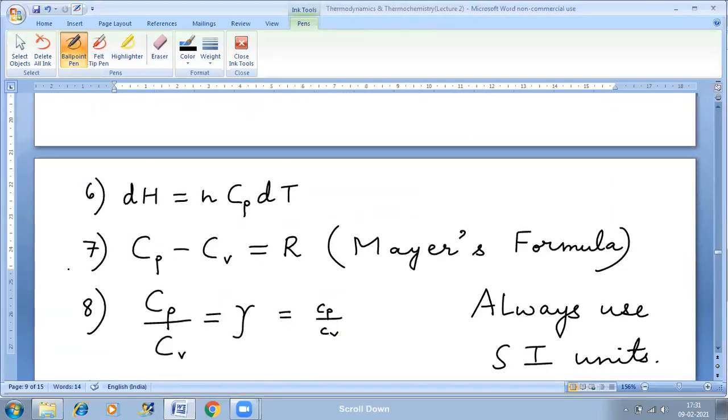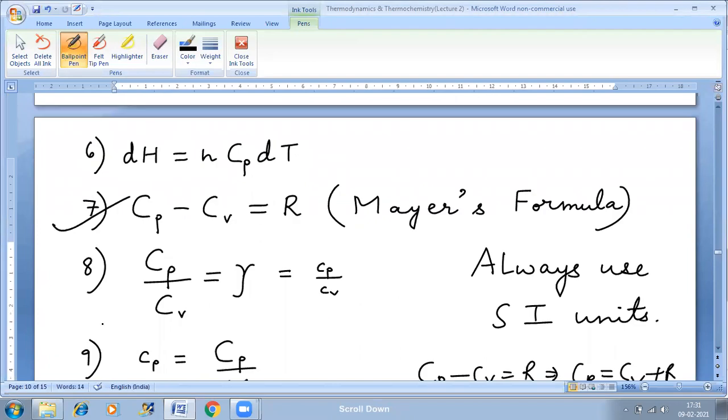Seventh formula is called Mayer's formula. Cp minus Cv is equal to R. And the eighth formula we have discussed already. That is Cp upon Cv is equal to gamma.